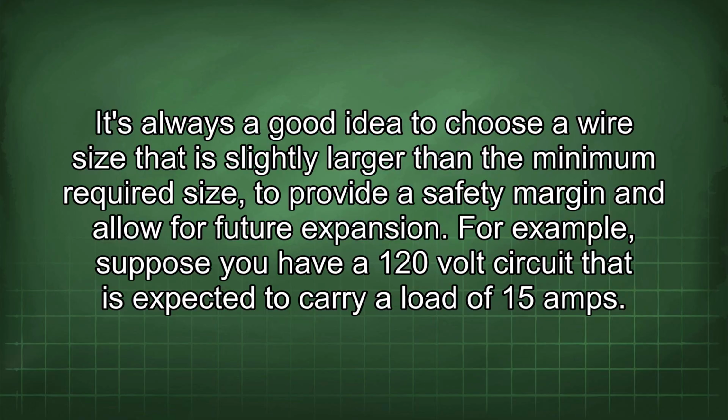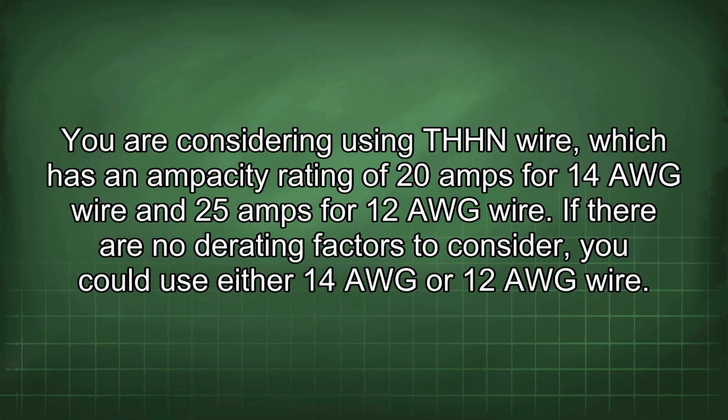For example, suppose you have a 120-volt circuit that is expected to carry a load of 15 amps. You are considering using THHN wire, which has an ampacity rating of 20 amps for 14 AWG wire and 25 amps for 12 AWG wire. If there are no derating factors to consider, you could use either 14 AWG or 12 AWG wire.